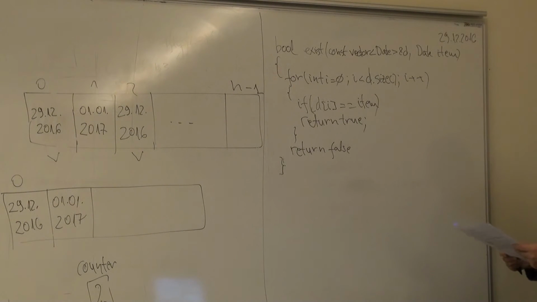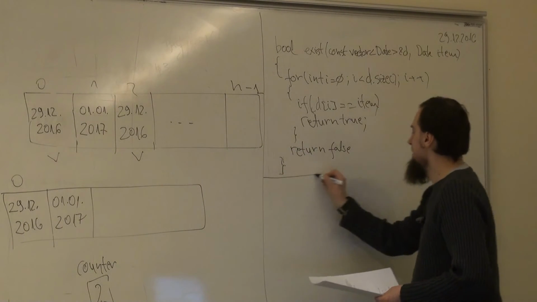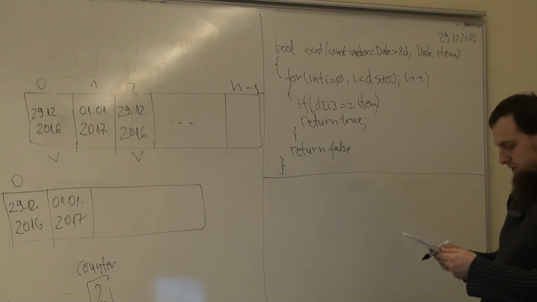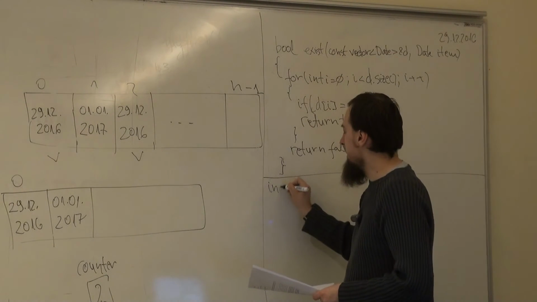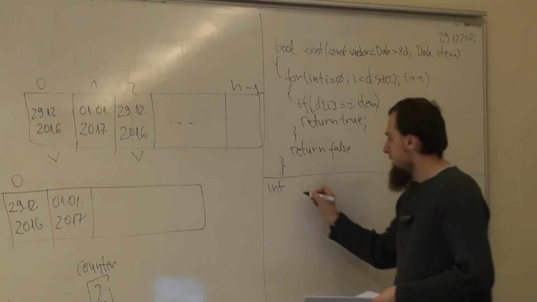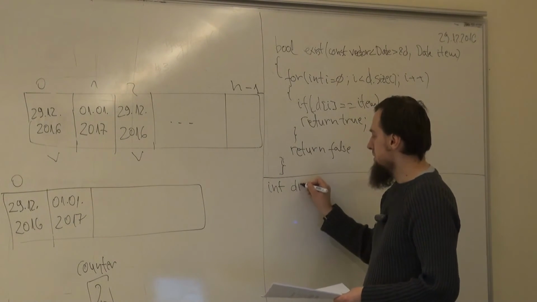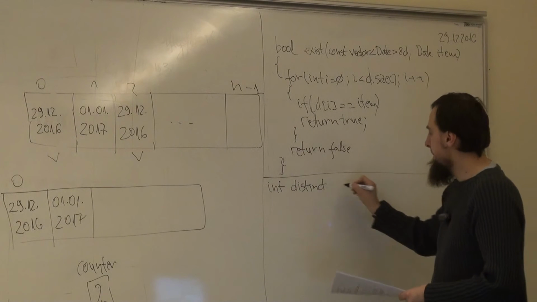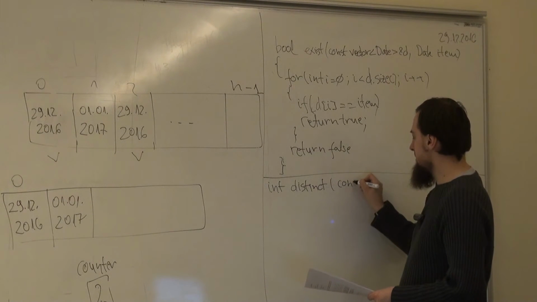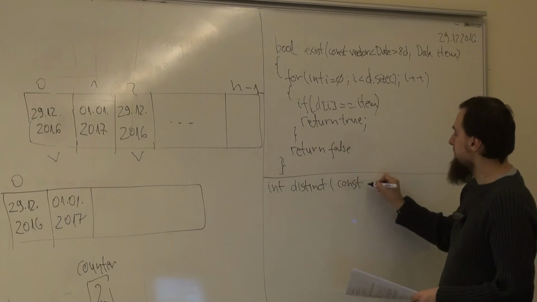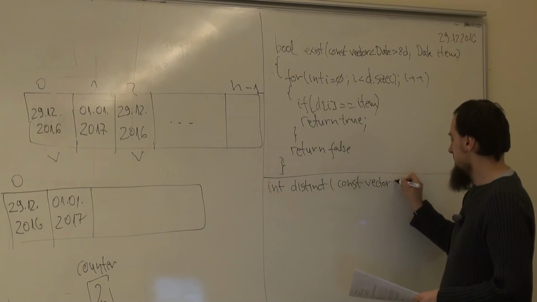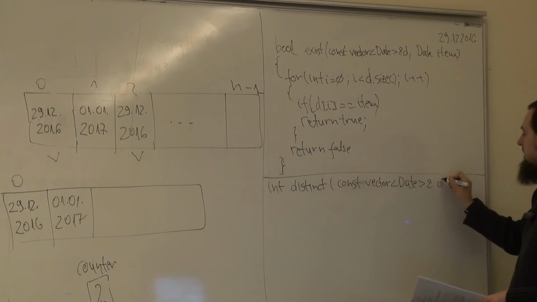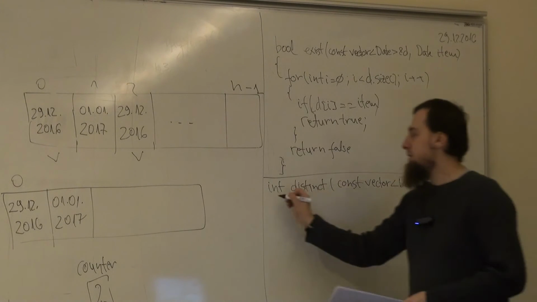And another part is kind of straightforward. So this is our, not main function, but this is the main function for the problem we are dealing with. Here I count the distinct dates, and I return its value. So, distinct. I take also a constant vector of dates, of type date, which is called d, and it's a reference. That's why it's constant.